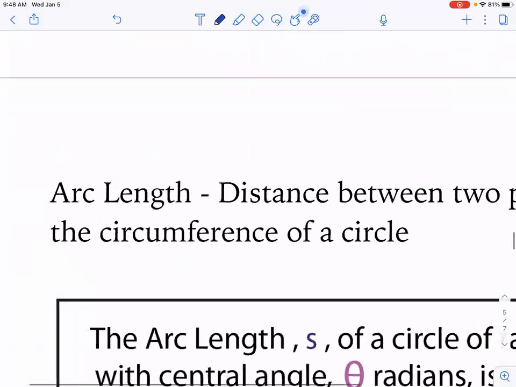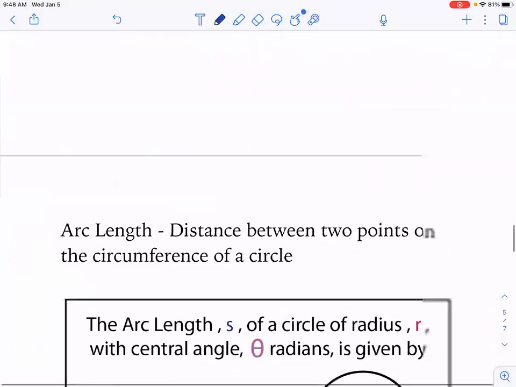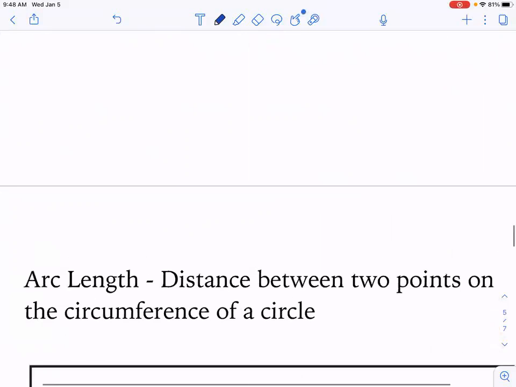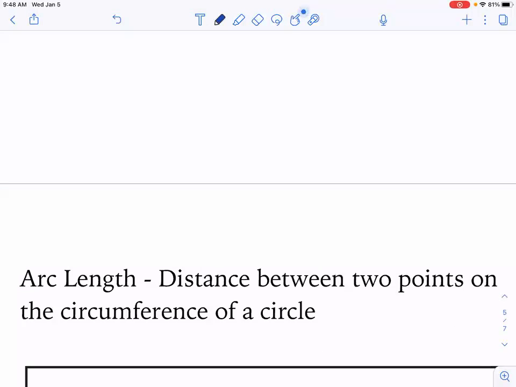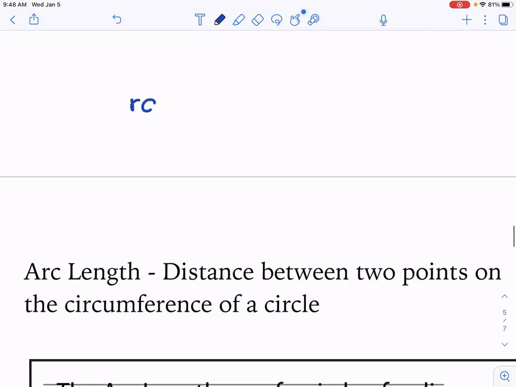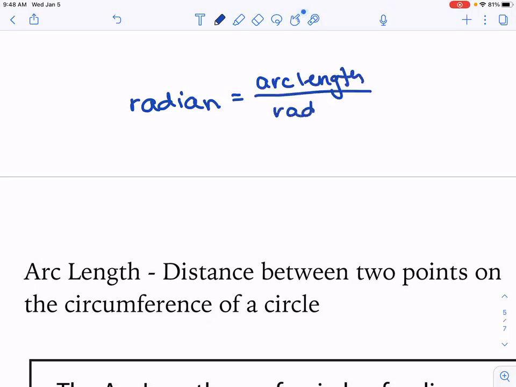Okay, the arc length is a piece of the circumference. We already kind of talked about arc length way at the beginning, right? When we defined a radian, we said a radian was the arc length over radius.